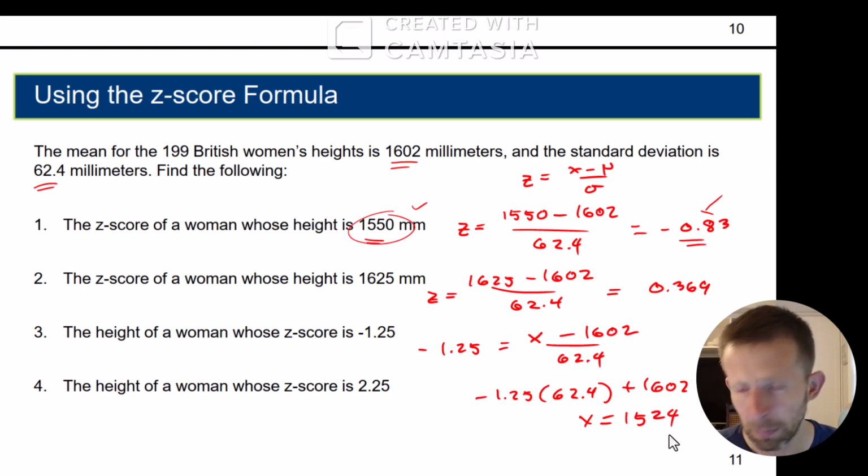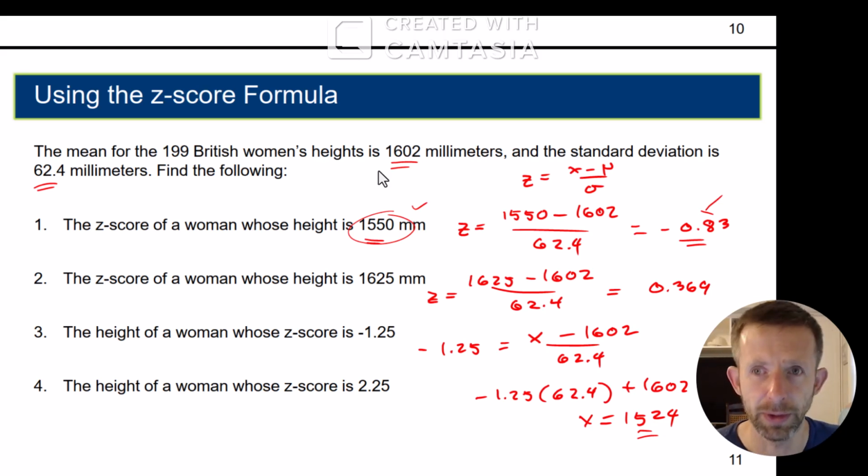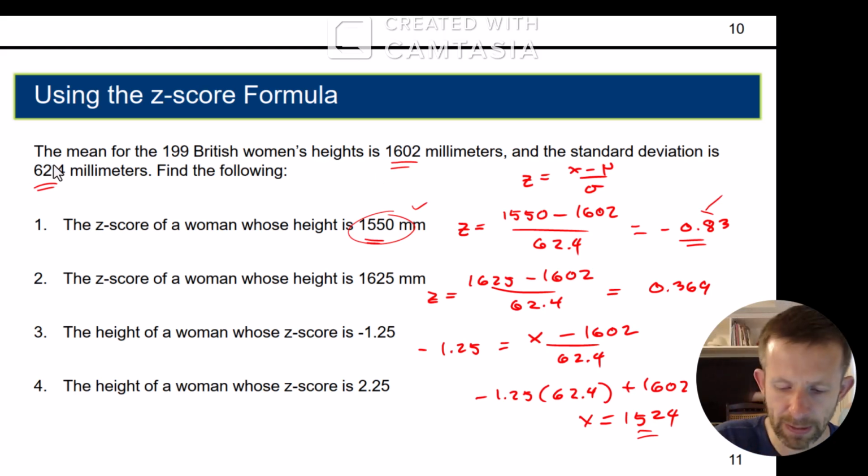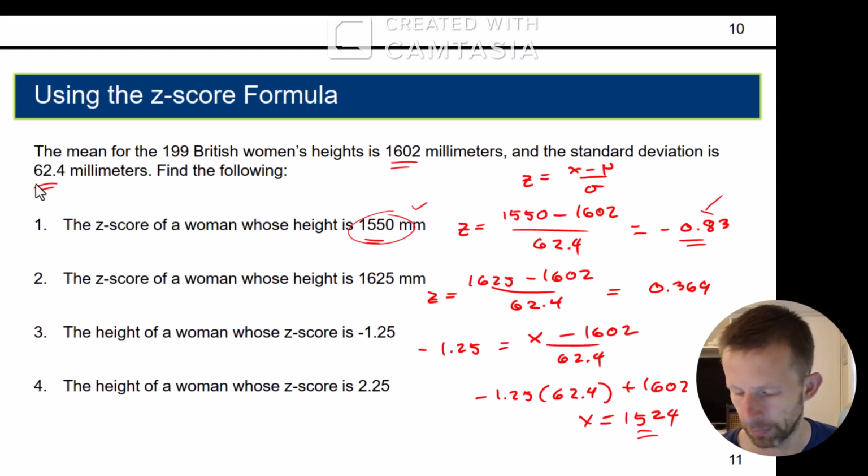1524. Is that a plausible answer? So 1524 is to the left of 1602. Good, so it's going to have a negative z-score. And it's more than 62.4 away, so looks good.